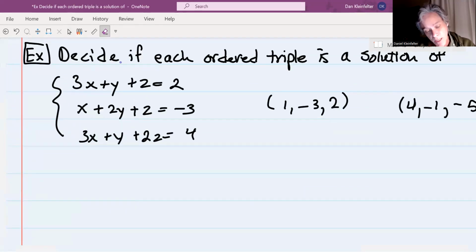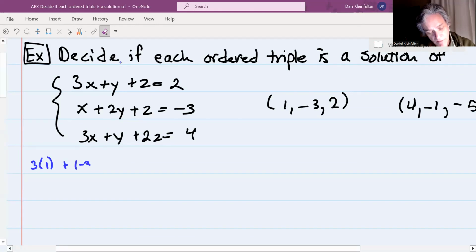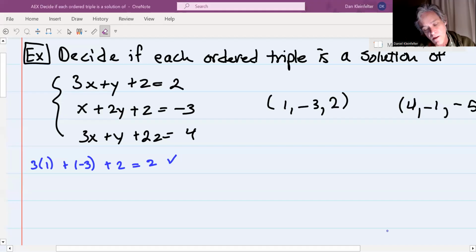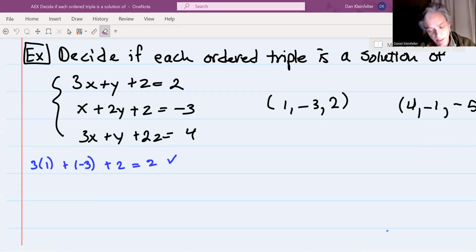And so let's check. So we'll have 3 times 1 plus negative 3 plus 2. Let's see what that's equal to. So 3 plus negative 3 is 0, plus 2. Okay. All right. So sorry about that. Zoom crashed once again. Let's try the second equation.